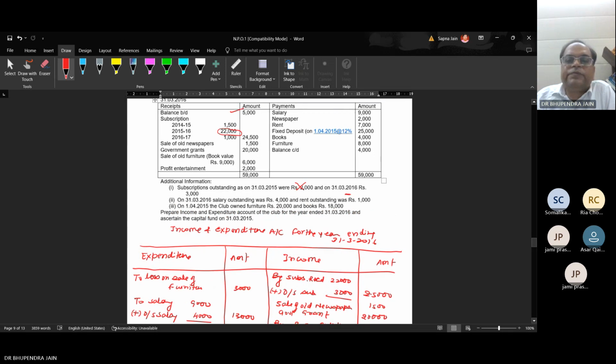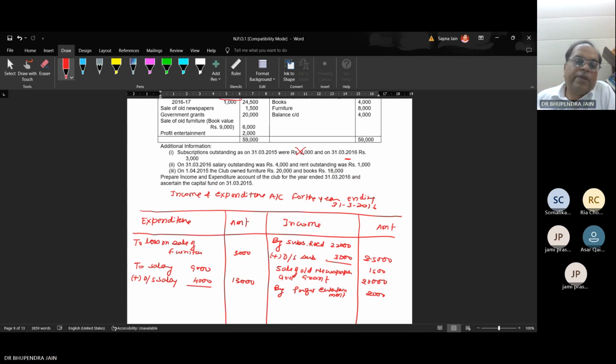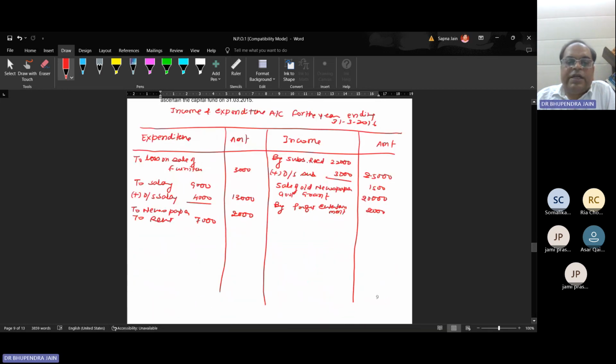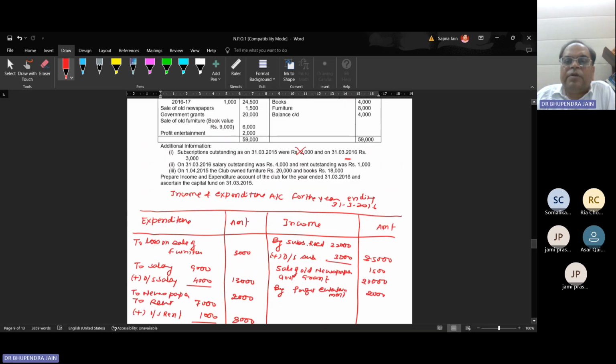Newspaper 2,000. Rent 7,000. ठीक है. Newspaper 2,000 and to rent 7,000 and plus outstanding rent 1,000. How much total? 8,000. आगे बेटा.